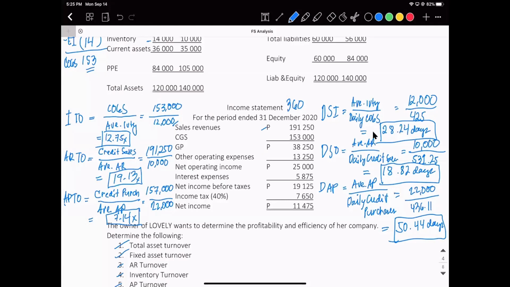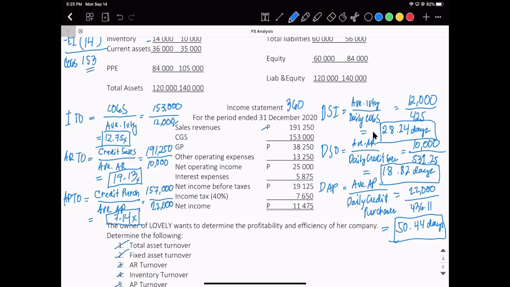And then for DSO, or days in accounts receivable, it takes 18.82 days before those accounts receivable are collected or converted into cash. Yun ang day sales outstanding. And then lastly, days in accounts payable, it takes 52.44 days before we pay the credit purchases. Okay, so yun ang interpretation.